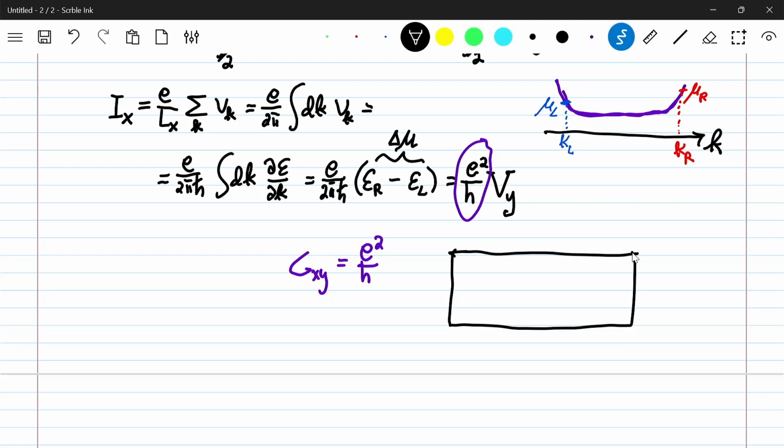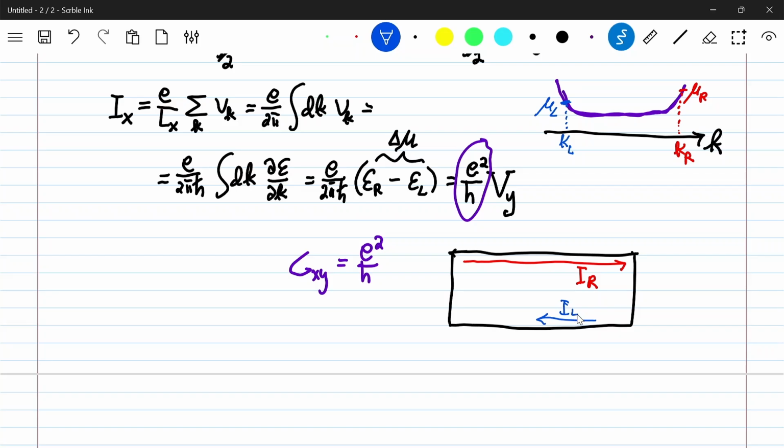The current only flows near the edges, and you can basically view it as if there is some current carrying channel, I call it IR, which contributes current that flows to the right, and there's another channel that contributes current flowing to the left.